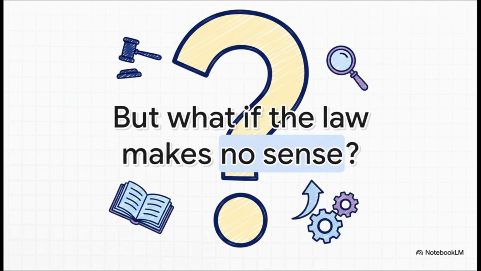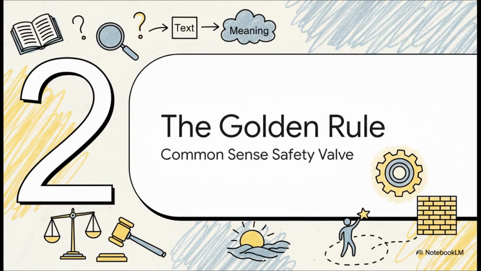This case just perfectly shows the big problem with only using the literal rule. It can create these crazy loopholes and lead to outcomes that Parliament obviously never wanted. So that begs the question, what happens when the law, read literally, just makes no sense? Well, that exact problem forced the courts to come up with a kind of common sense safety valve. And that's the second tool in our kit, the golden rule.